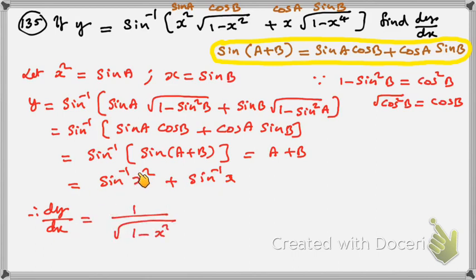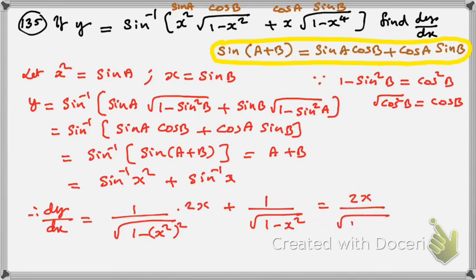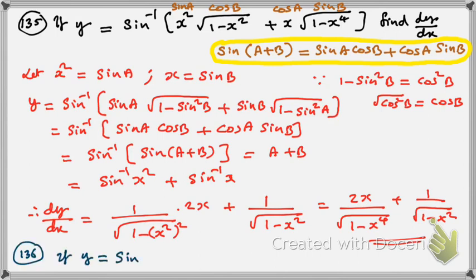Therefore, dy by dx is equal to the derivative of sine inverse of x square plus the derivative of sine inverse of x, which is 1 by root of 1 minus x square. Sine inverse of f of x would be 1 by root of 1 minus f of x the whole square into f dash of x. So sine inverse of x square would be 1 by root of 1 minus x square the whole square into 2x, plus 1 by root of 1 minus x square, which you simplify as 2x divided by root of 1 minus x raised to 4, plus 1 by root of 1 minus x square.